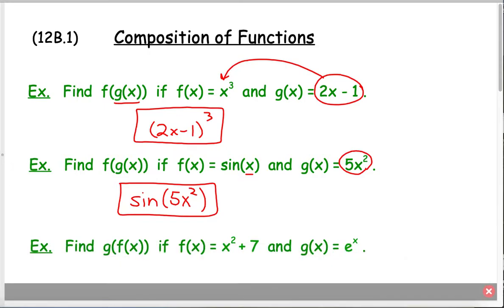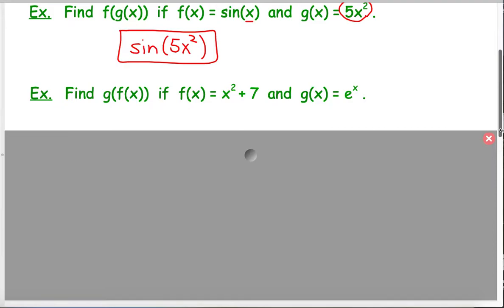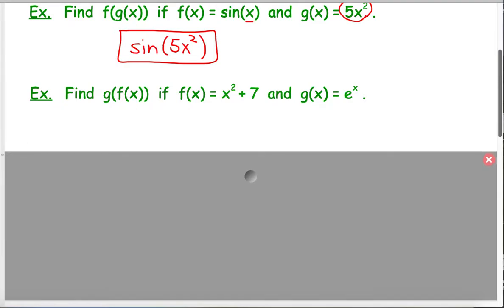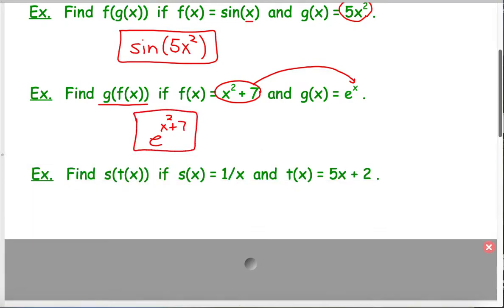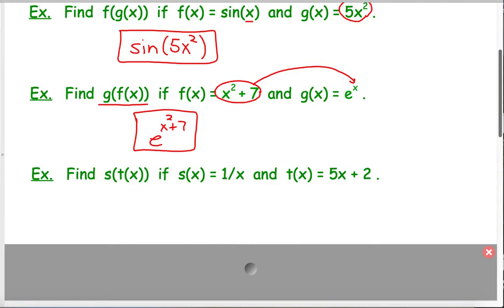And by the way, as I always say, it's a good idea to hit pause, write down your answer, and then compare. Okay, this time be careful. g of f of x. So now we're going to take f and we're going to plug that in for x in the g function. So g says take e to the power of whatever the input is, and the input is x squared plus 7. Find s of t of x. So I'm going to take 5x plus 2 and send it to my s function, which does the reciprocal. So 1 over whatever you send it, in this case 5x plus 2.